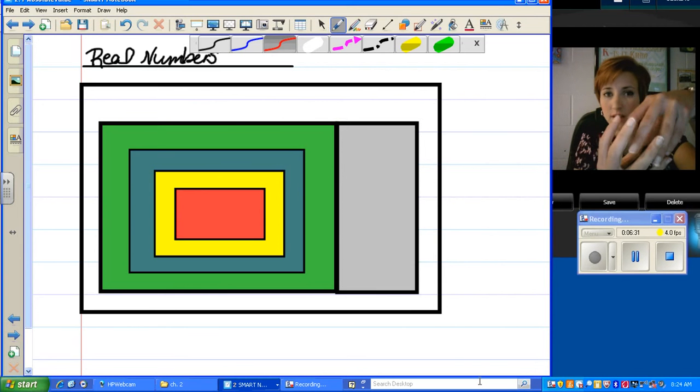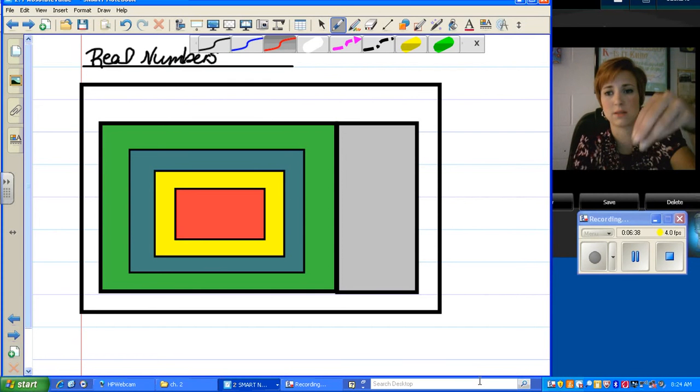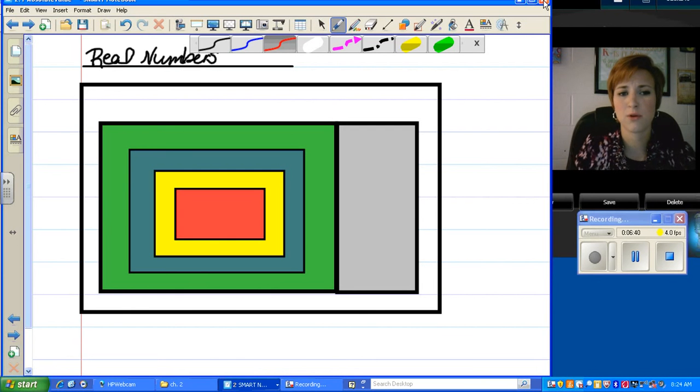I always consider this like the Russian doll, because if you've ever seen the Russian dolls, there's the little doll in the middle, and the bigger doll on the outside, and a bigger doll, and then a bigger doll. When you open it up, the dolls keep getting smaller. We're going to do that for our real number subsets.